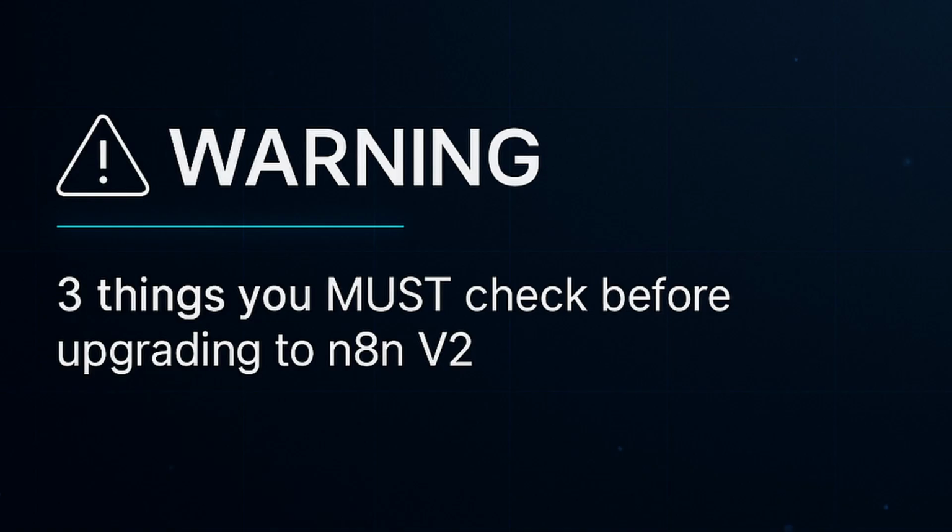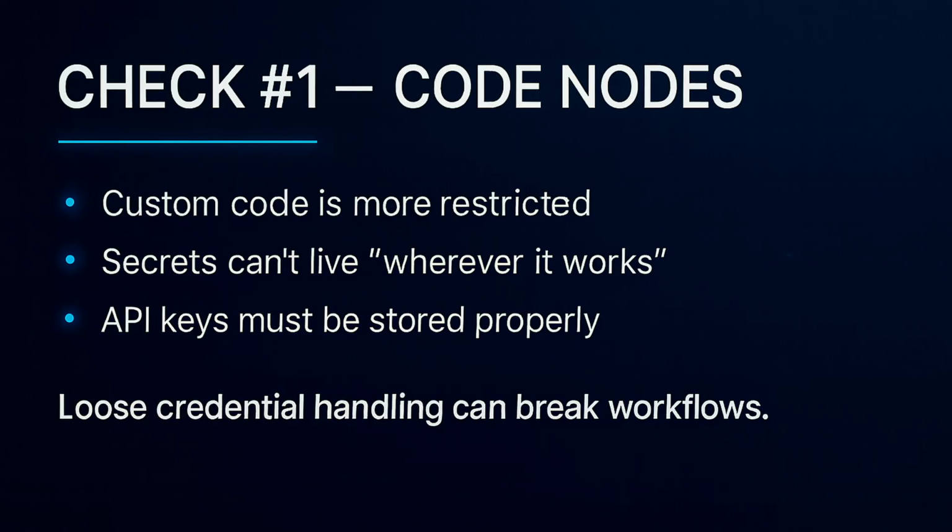Alright, now let's get practical. There are 3 things you should always check before upgrading to version 2. This sounds scary, but the checklist is actually very simple. First, code nodes. If you have written custom code that pulls secrets directly or handles credentials loosely, version 2 treats that differently. Make sure your API keys and secrets are stored properly, otherwise workflows can break.